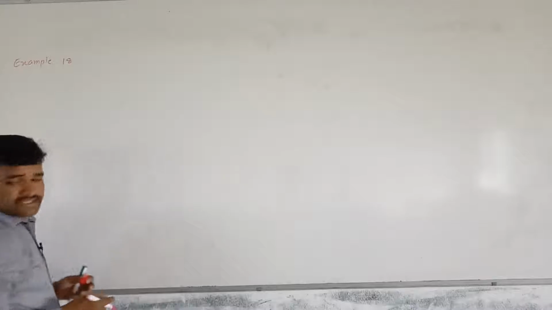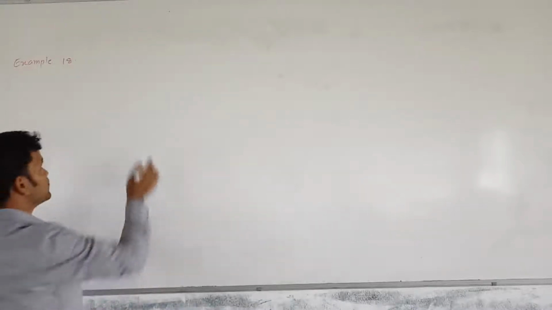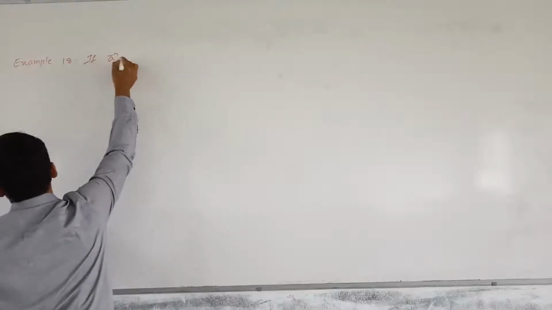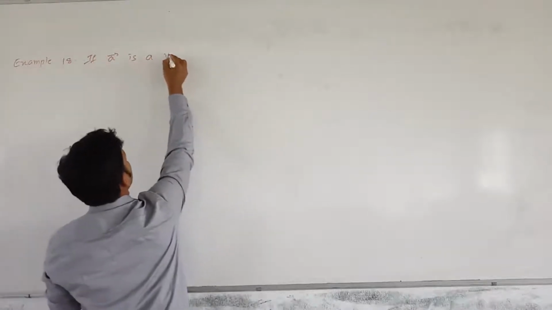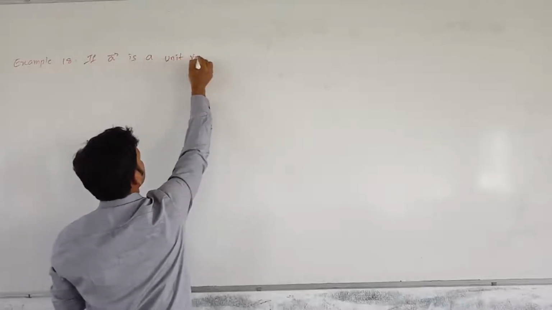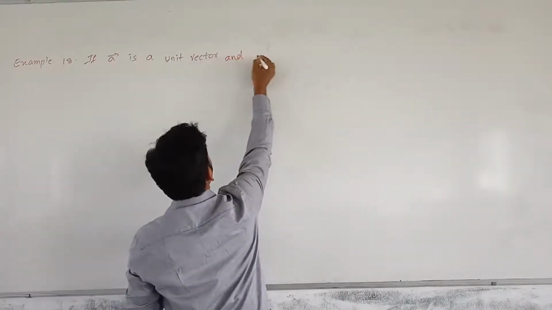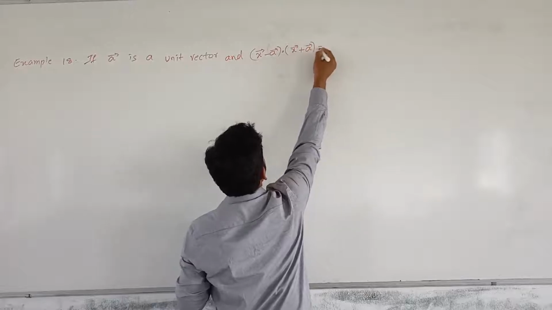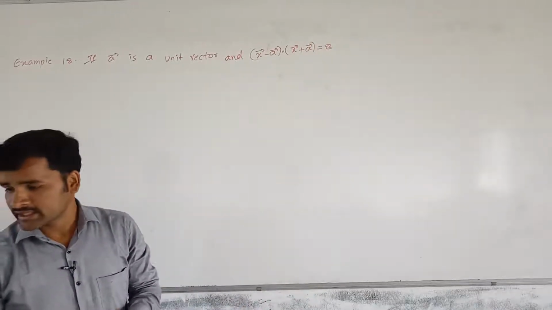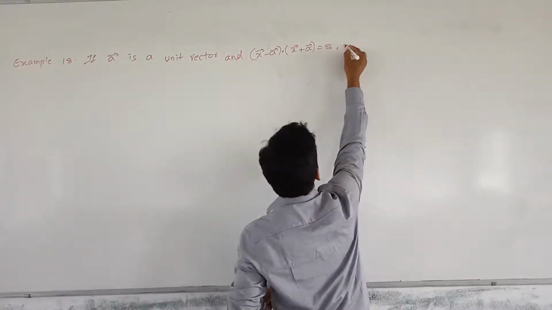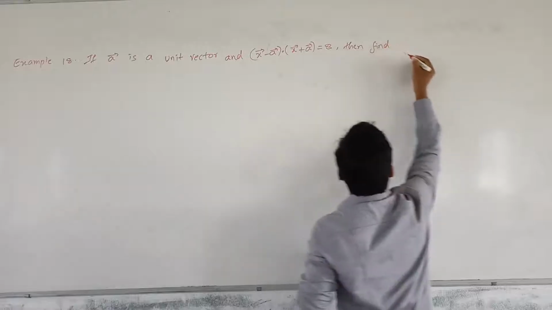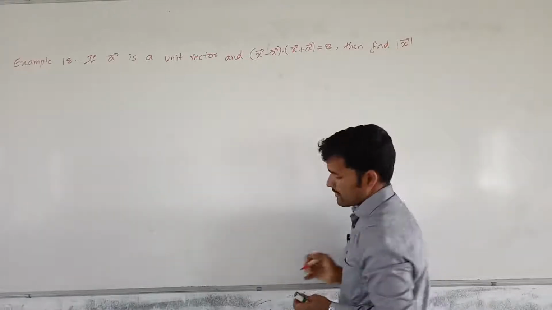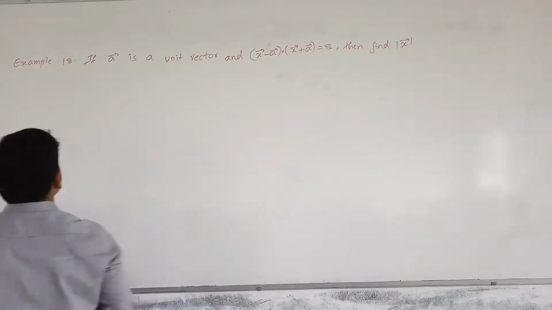Now we will take example 18. If vector A is a unit vector and vector X minus vector A, which is in dot product with the vector X plus vector A, is equal to 8, then find magnitude of vector X. Magnitude of vector X is equal to question mark here.